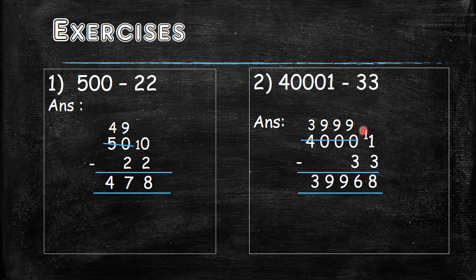And that one will be placed in front of 1. So 10 plus 1 is 11. That's how we get 11. So 11 minus 3 is 8. 9 minus 3 is 6. Another 9, since there is no value here, it is 9. Same 9, there is no value here, it remains 9. Again, the same 3, there is no value here, it remains 3. 39968 is the final answer.